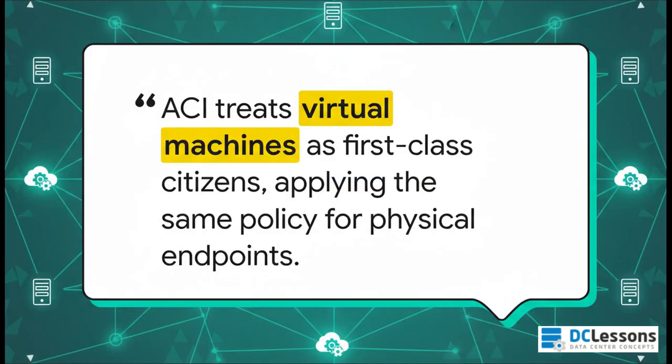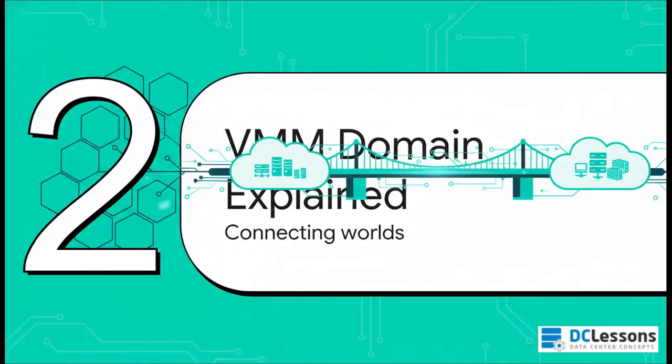This quote right here really gets to the heart of the whole philosophy. A virtual machine is treated as a first-class citizen. What does that mean? It means in the eyes of the ACI fabric, a VM is just another endpoint. It's identical to a bare metal server, and it gets the exact same tough policy enforcement. No exceptions.